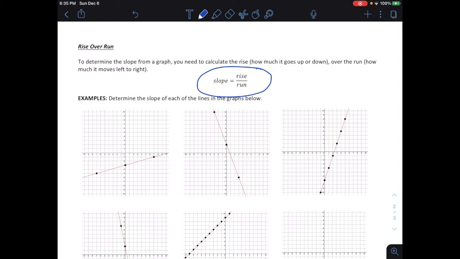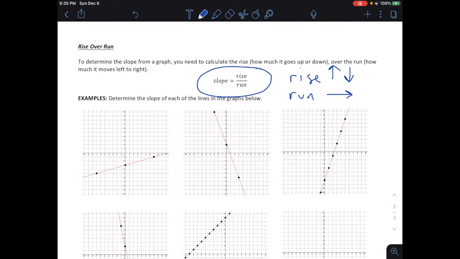And when I say rise, rise means up or down, and run means to go to the right. Okay, so we're always going to think up or down and then to the right. So we don't want to think to the left. We're always going to think up, down, or to the right.